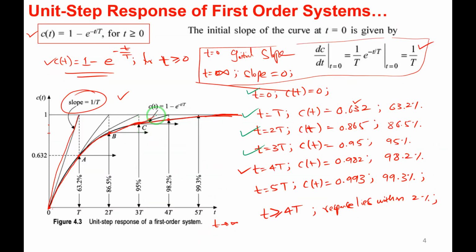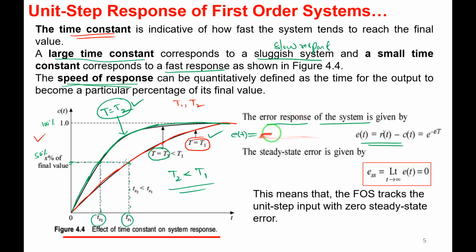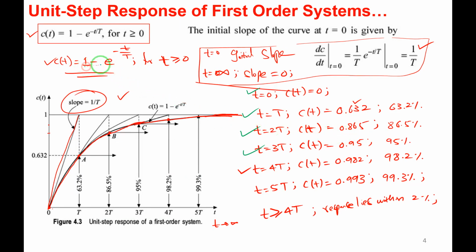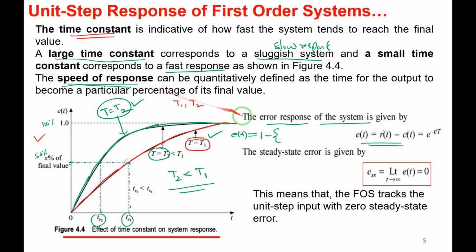One minute. So for the unit step, it is 1. So r(t) is nothing but 1 minus open bracket. What is c(t)? You have found out the response. c(t) is 1 minus e to the power of minus t by T. So 1 minus e to the power of minus t by T. So 1 will get cancelled. What I'm left with is e(t) equal to e to the power of minus t by T. I hope you are getting how you got it, right? So e(t), the error response, is e to the power of minus t by T.